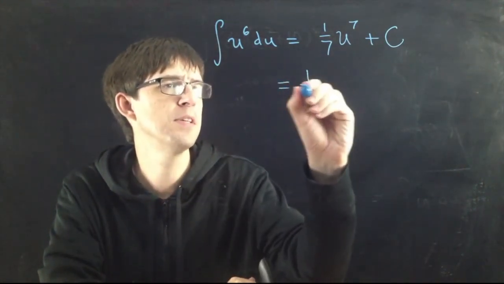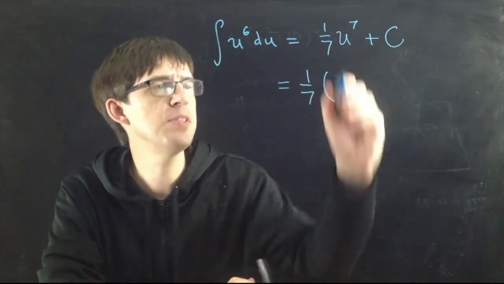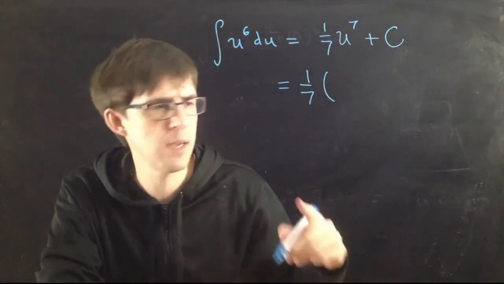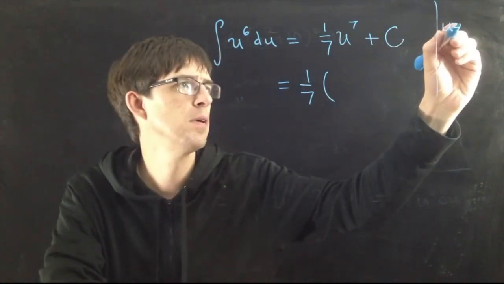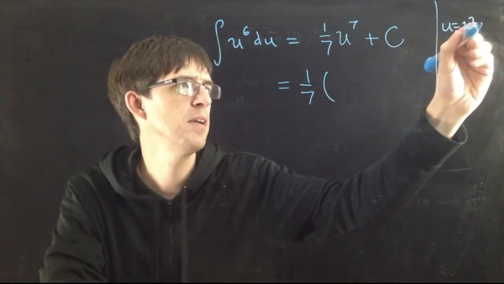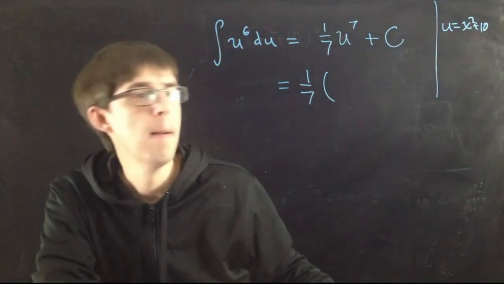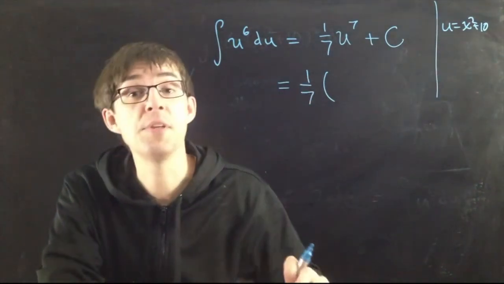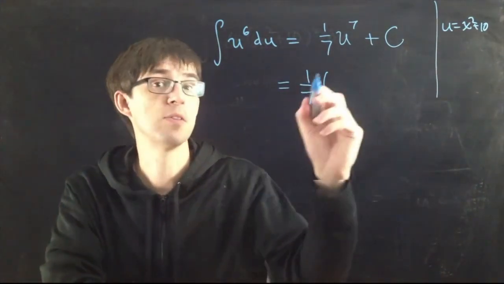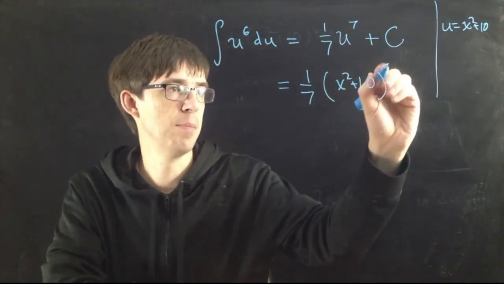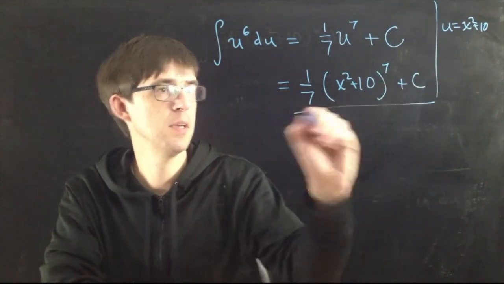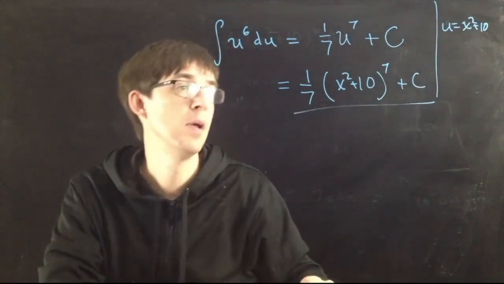And the way to do this is just by replacing the u. Do you remember what the u was? I erased it, but the u was, wasn't it, x squared plus 10, I believe? All right. So the final step is just to write your answer in terms of x. 1/7 times (x squared plus 10) to the power 7 plus c. This is my answer.